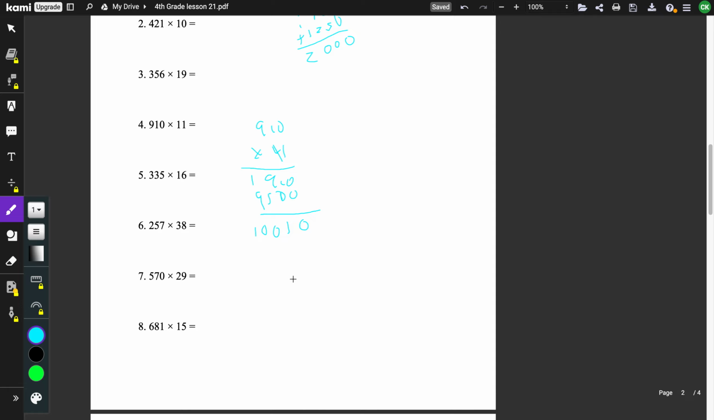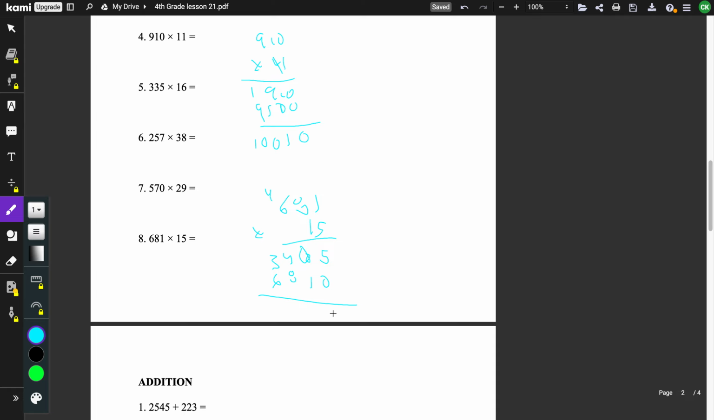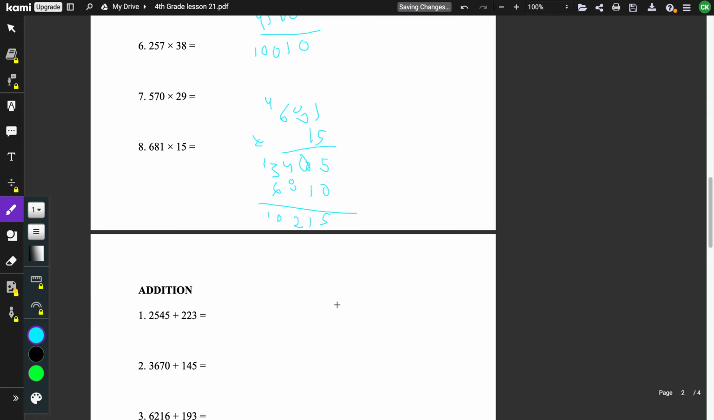And then number 8, the last one, 681 times 15. So 5 times 1 is 5, 5 times 8 is 44, 6 times 5 is 30, 3,405. We're gonna move this one place over, adding all those up. 5, 1, 2, 1, 0. So we get 10,215 for number 8.